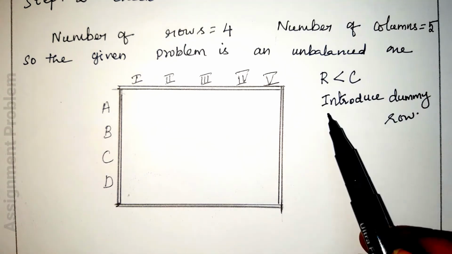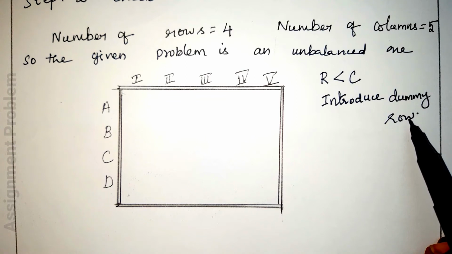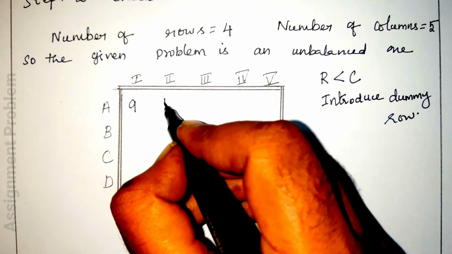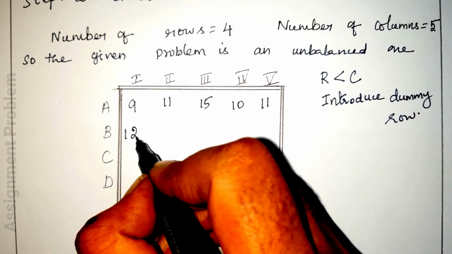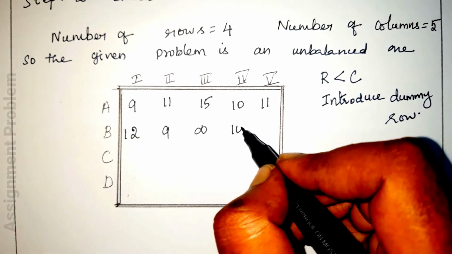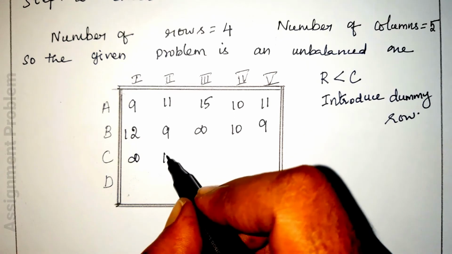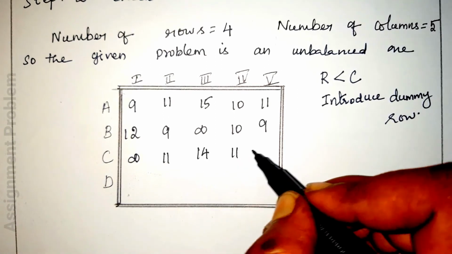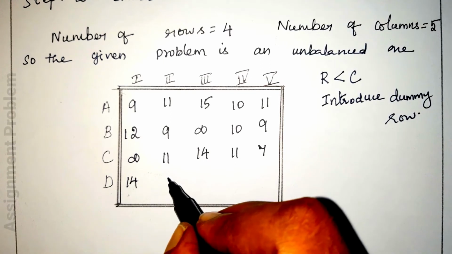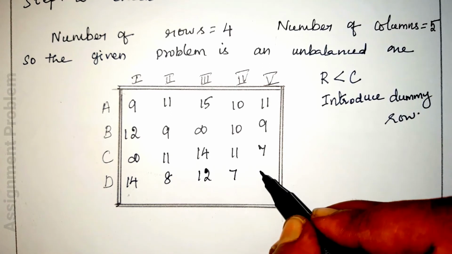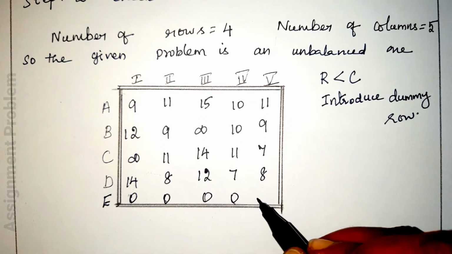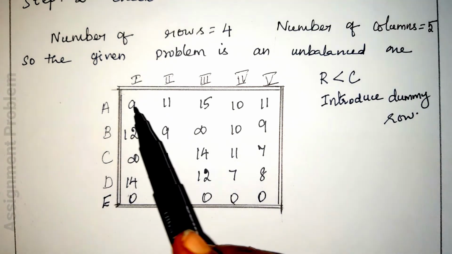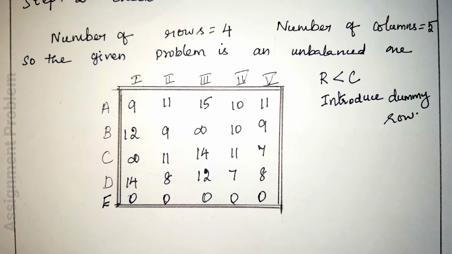Here row is less than column, so introduce a dummy row with 0 entries. That is 9, 11, 15, 10, 11, 12, 9, infinity, 10, 9, infinity, 11, 14, 11, 7, 14, 8, 12, 7, 8. At last you have to introduce one dummy row: 0, 0, 0, 0, 0. We have 5 machines and 5 locations, so we can assign each machine to exactly one location.